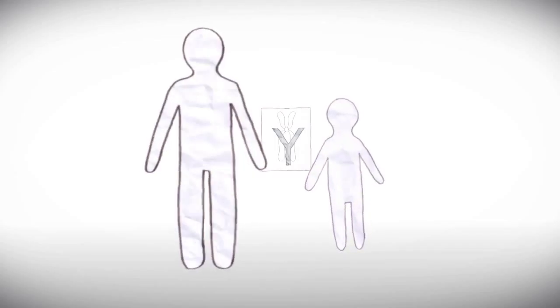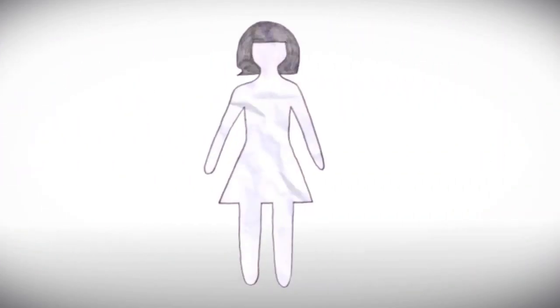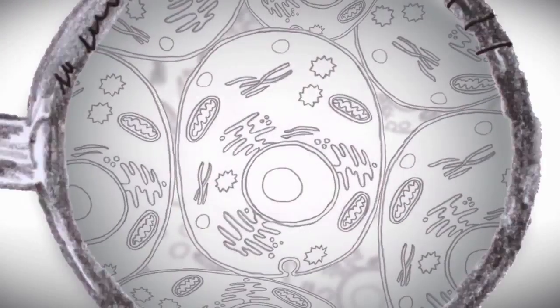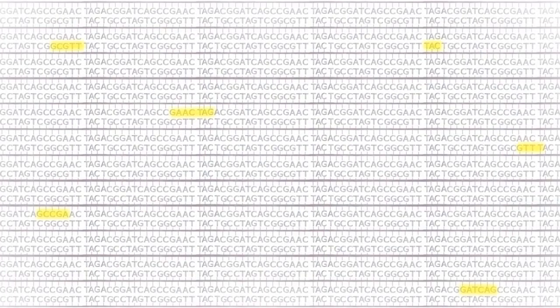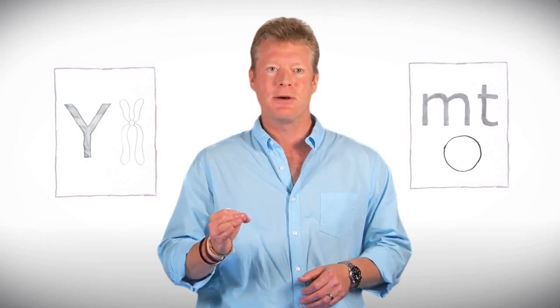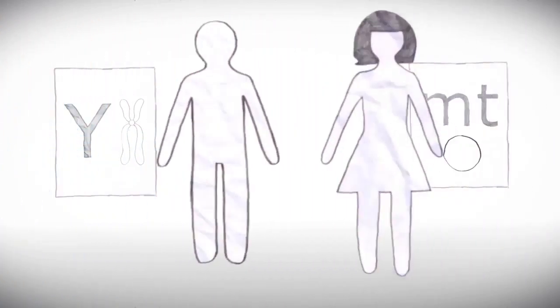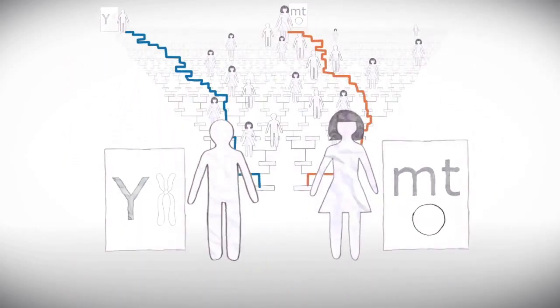There's another kind of DNA, though, located in a different part of the cell that's only passed on from mothers to their children. It's called mitochondrial DNA, or mtDNA for short. It's much smaller than the DNA that makes up our 23 pairs of chromosomes. But it contains the same kind of markers, the little genetic typos that pass unshuffled from generation to generation, on the maternal line. So by looking at markers on the Y chromosome and mitochondrial DNA, we can connect people alive today to ancestors that lived tens of thousands of years ago.